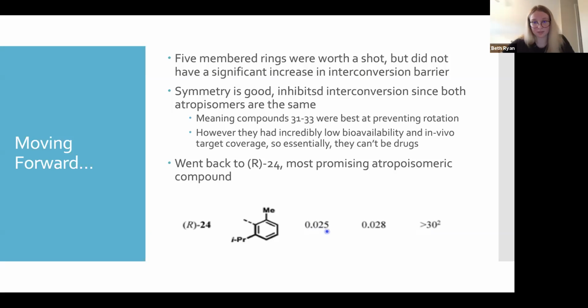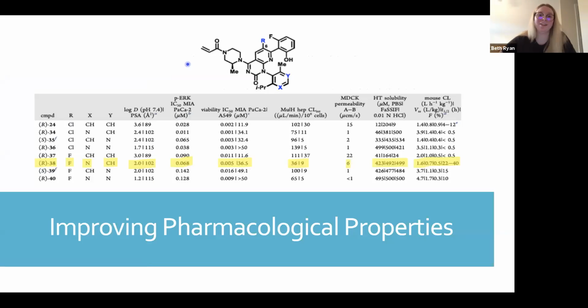So this is their exchange IC50 for the p-ERK, and then this was their viability for the MIA PaCa-2 cells, so both very low. So they decided to pursue this substituent in the R conformation. And then they did more modifications. So there's their original group right here.